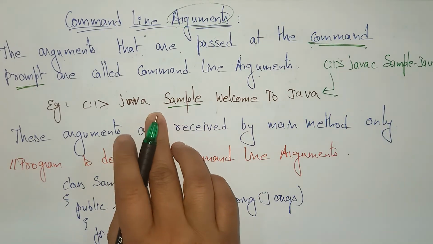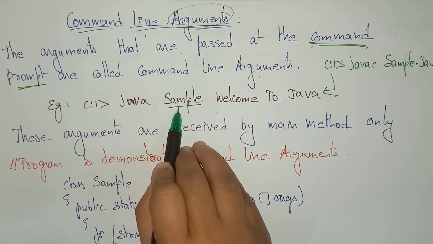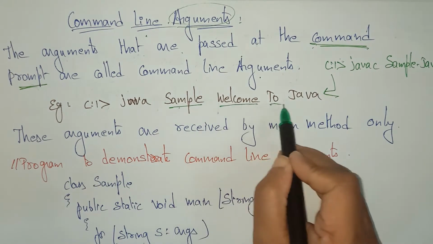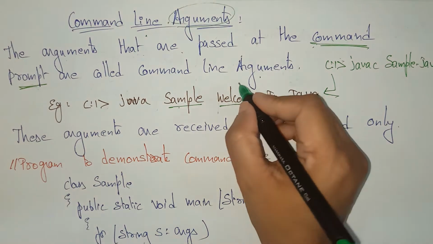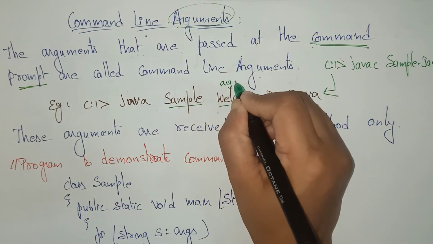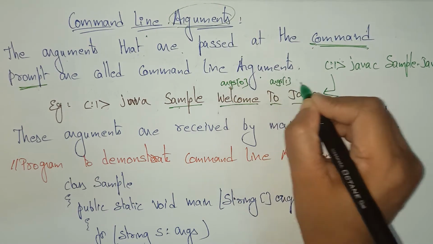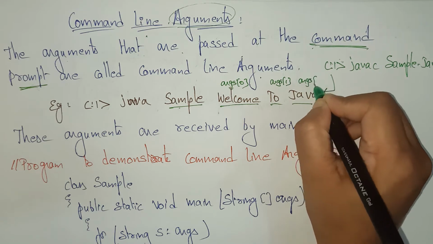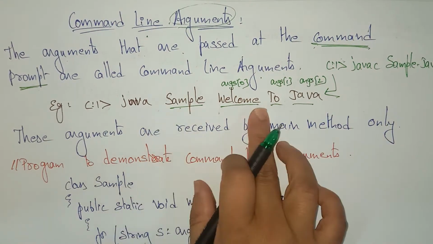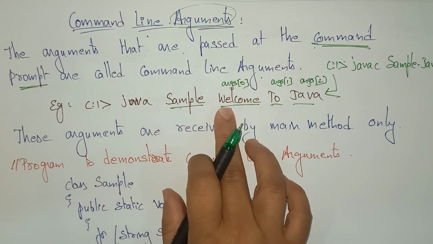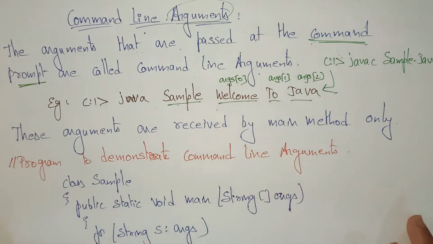How to execute on the command prompt? java sample, where sample is my class name, followed by Welcome to Java. These are my commands. So this is argument 0, argument 1 and argument 2. These three arguments will be passed at the command line. This is the syntax. These arguments are received by the main method only. Now let's see the program.